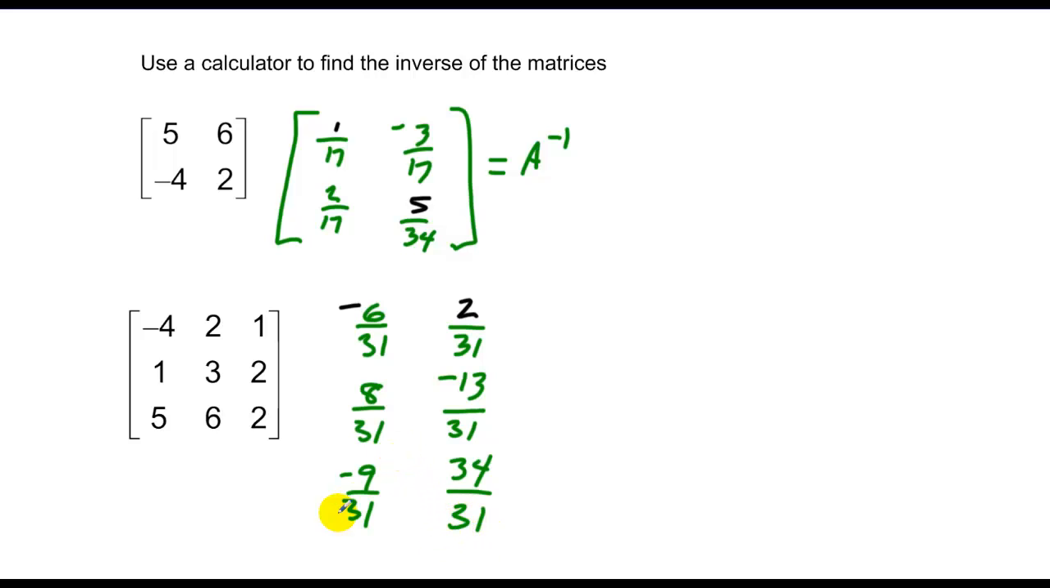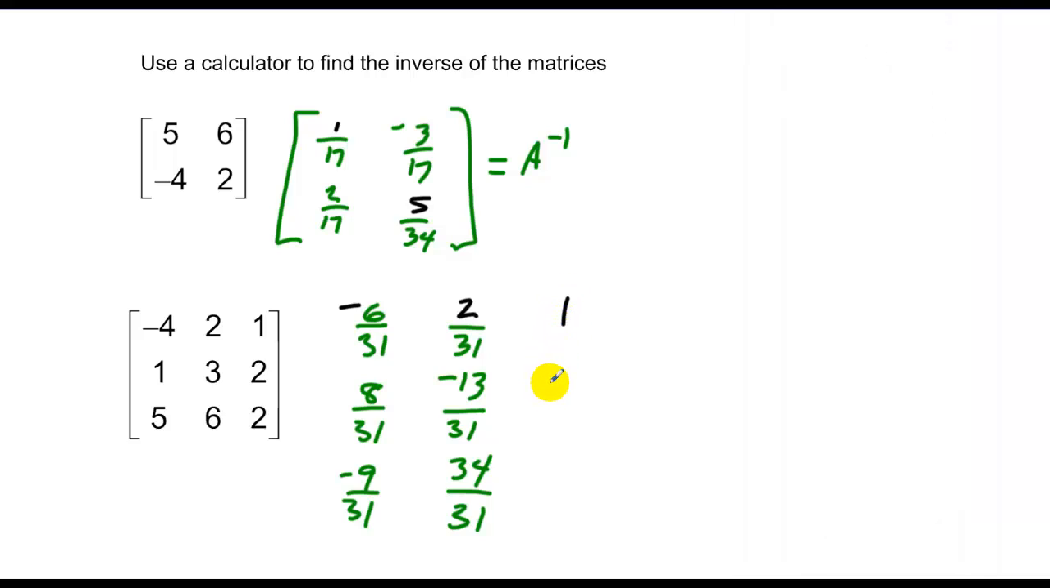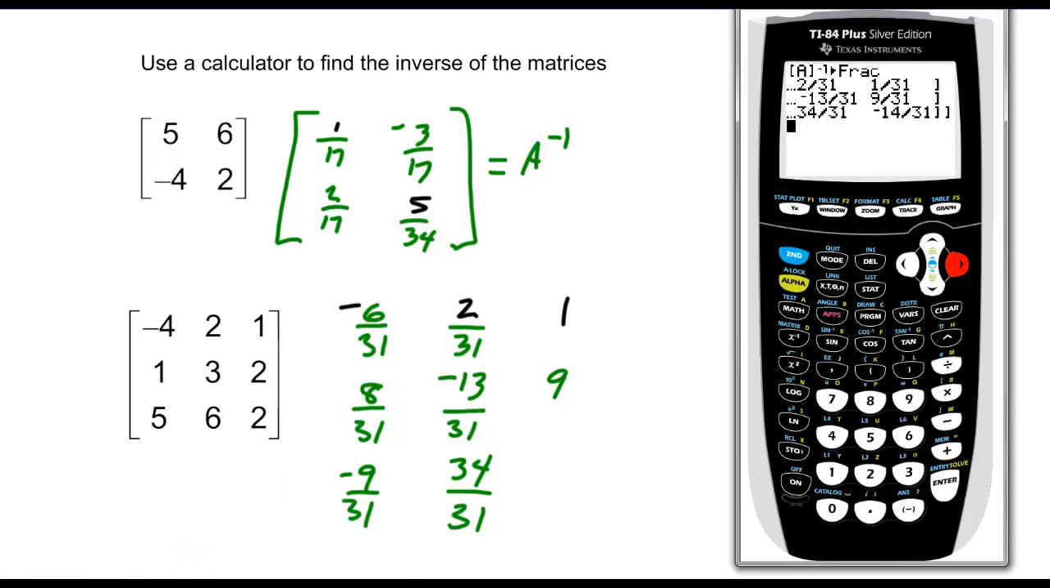And now I want to see that last column, so I go back and I hit my over button, and there's my last column. I have 1/31, 9/31, and -14/31. I've already forgotten the last one, -14.